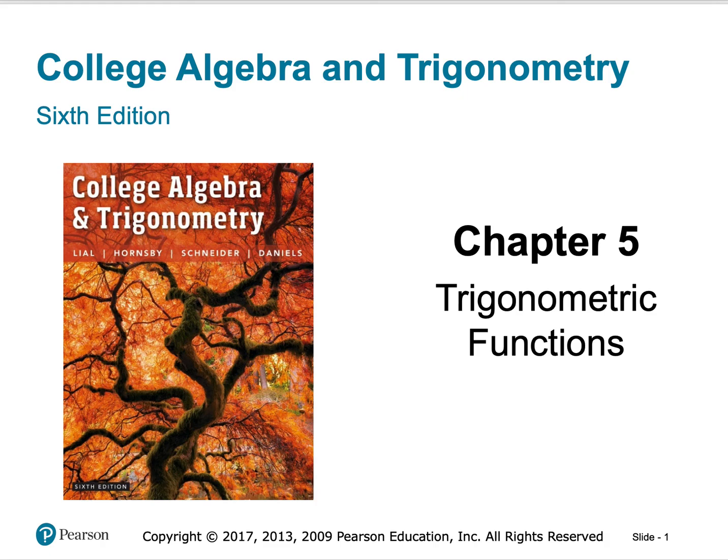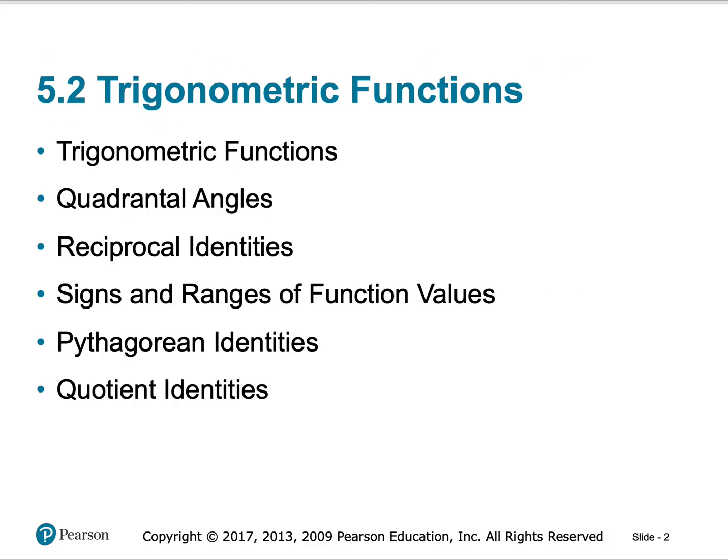We're going to be continuing on in our journey with trigonometry, and we're going to take a look at the trigonometric functions, quadrantal angles, that's angles that are located in quadrants in the coordinate plane, the reciprocal identities, the signs and ranges of function values, Pythagorean identities, and quotient identities. This is a very big chunk of information, so you're going to want to pause this video as we move through it, take some notes, but also be able to walk away so that you can absorb everything in smaller increments.